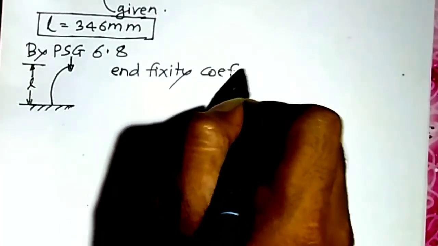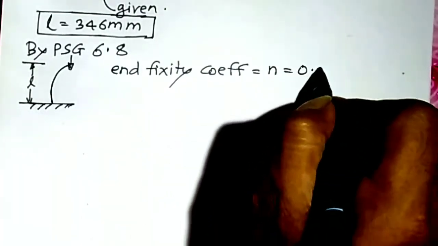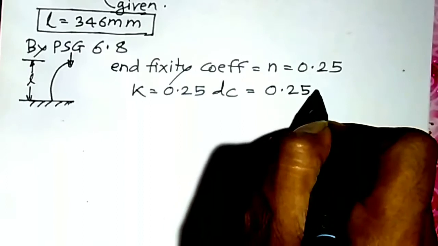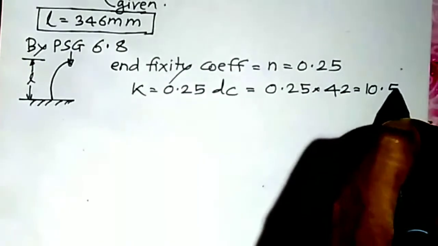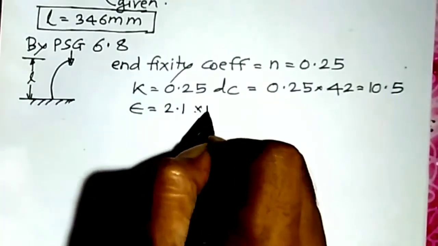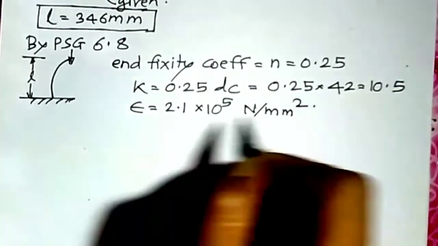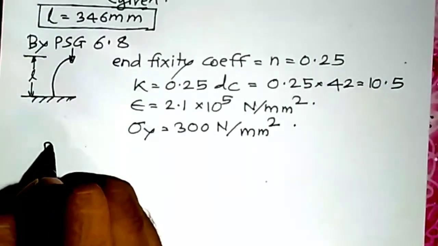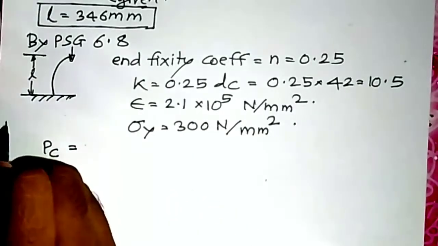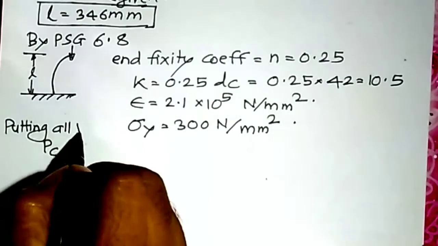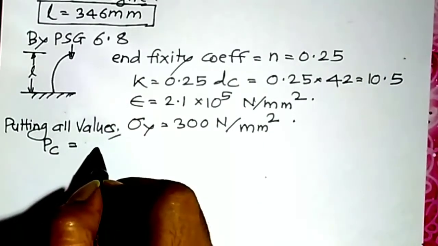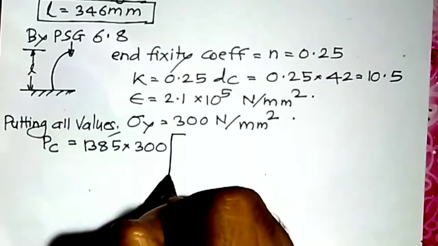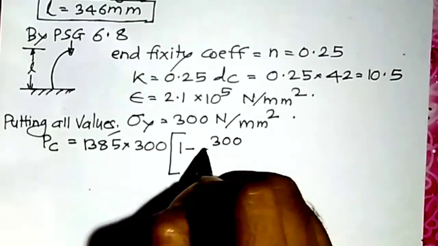Now by considering end fixity, we will come to know that lower end is hinged and the load acting is on another end. So we need to calculate N. N as per PSG 6.8 is 0.25. K is 0.25 times DC, and Young's modulus is 2.1 into 10 raised to power 5 Newton per mm square. Sigma y is already known. So PC is to be calculated.